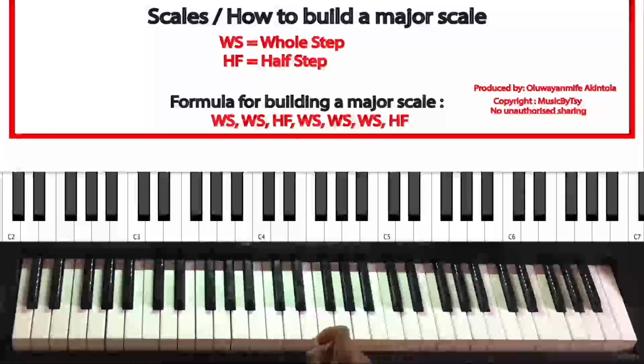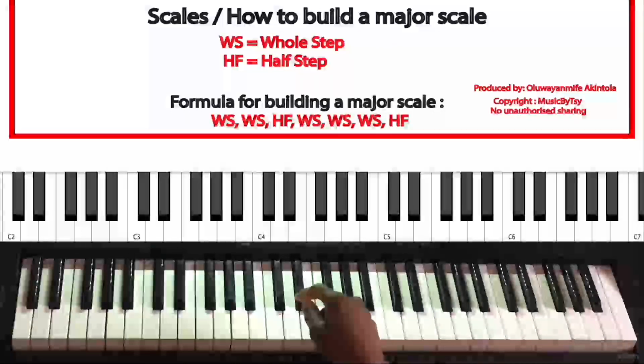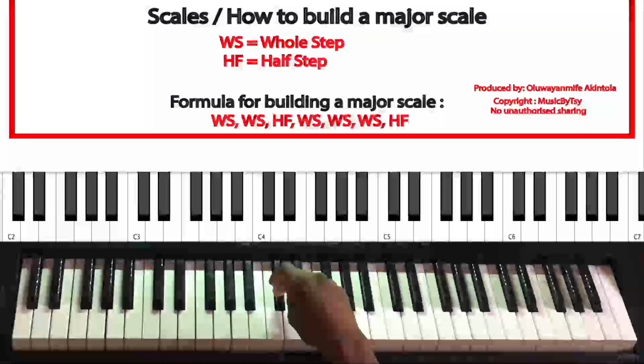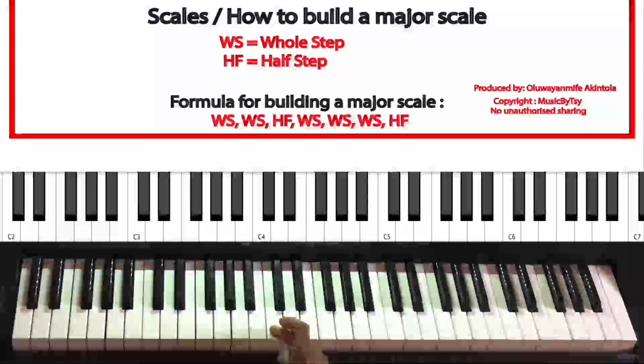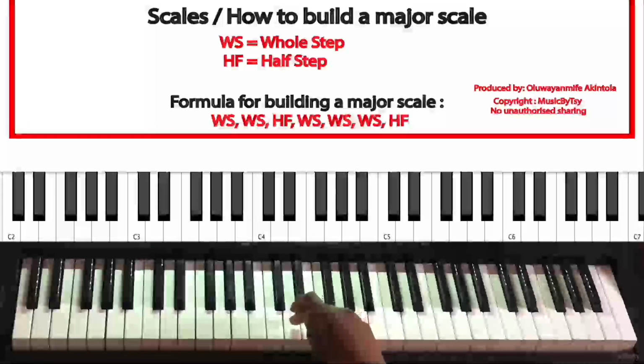Now, we can build a major scale for each key that is left on the piano, the keyboard. We've got 11 keys left on the keyboard, so we can build a major scale for each of them. What I'm saying is that we've just built a major scale for the key of C, and that scale is known as the C major scale. Now we can also build the C sharp major scale using the formula that we used to build a C major scale.